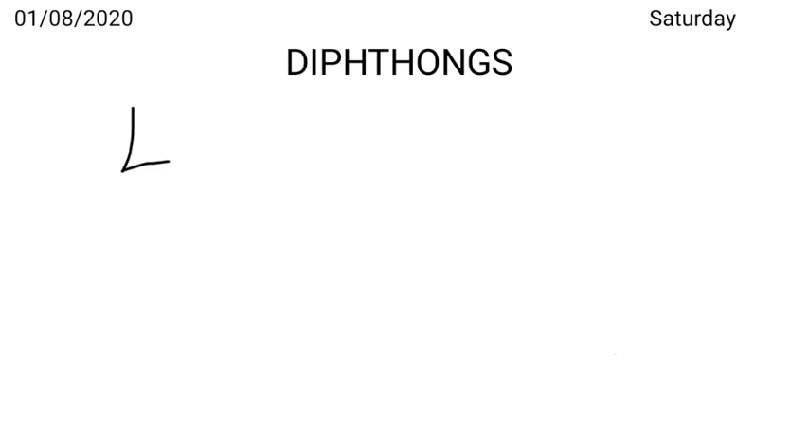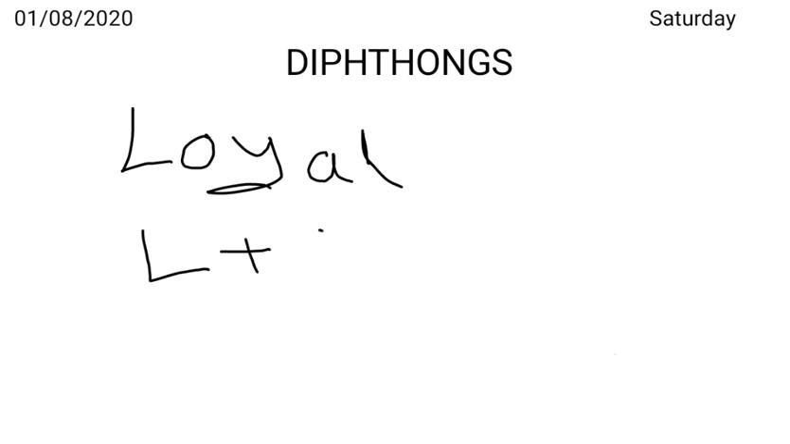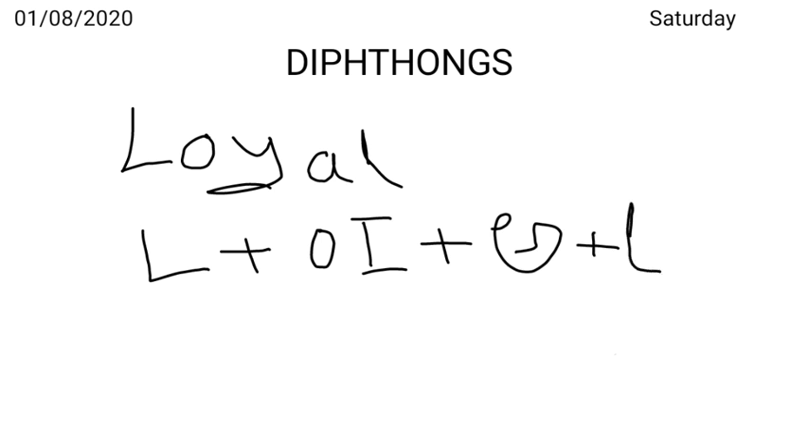Loyal. L plus I plus R plus L. L and L. After L, I is first place vowel. So I is marked here. And then the vowel which comes after I is written by attaching an upward tick, because in the I diphthong there is a downward tick. You attach an upward tick to represent the third vowel.